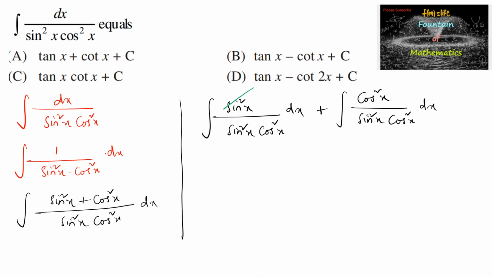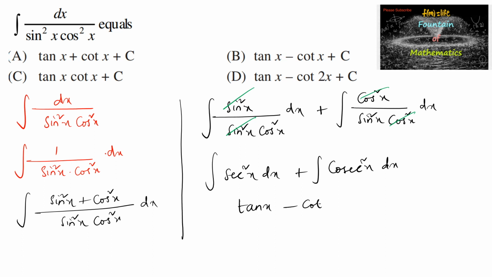So here sin²x gets cancelled in the first term, and in the second term cos²x gets cancelled. So we can simplify and write integral 1/cos²x, that is sec²x dx, and integral 1/sin²x, that is cosec²x dx. And we know that integration of sec²x is tan x, and integration of cosec²x is minus cot x plus c. So tan x minus cot x plus c, which is option B. So option B is the answer.